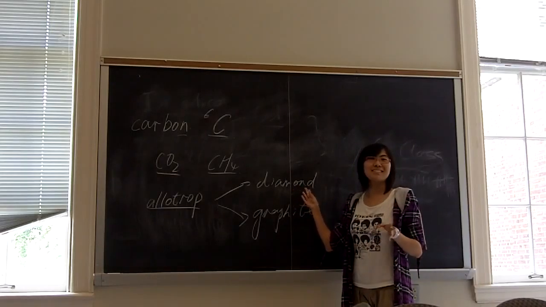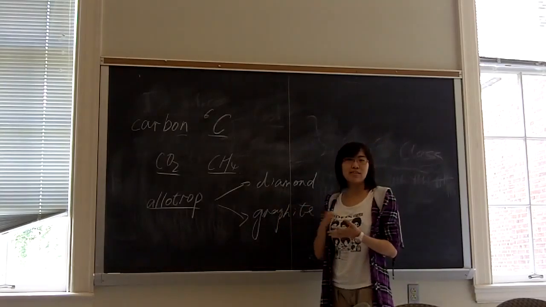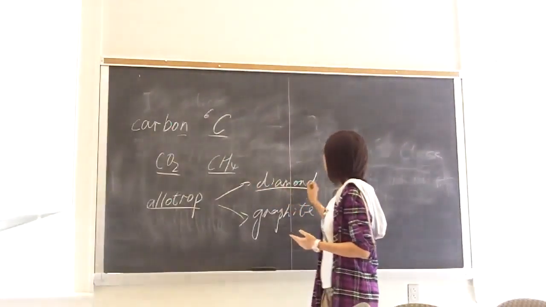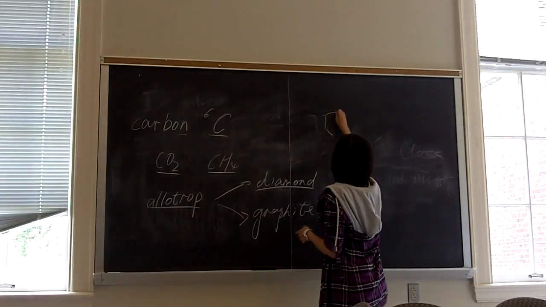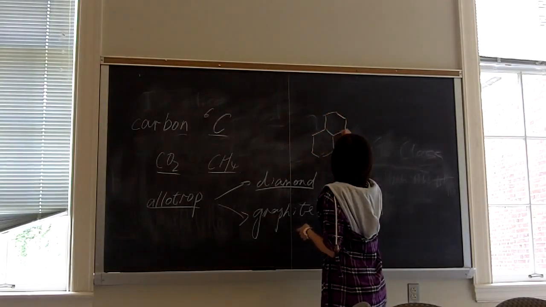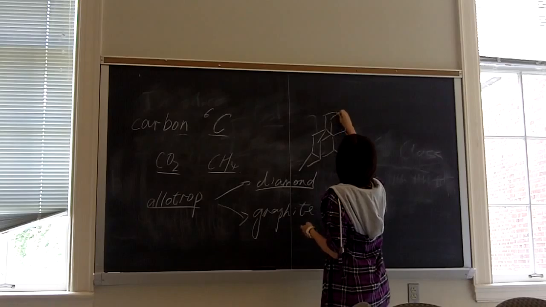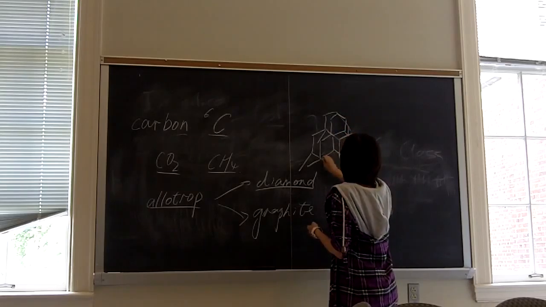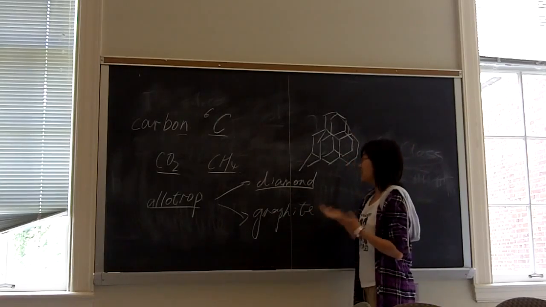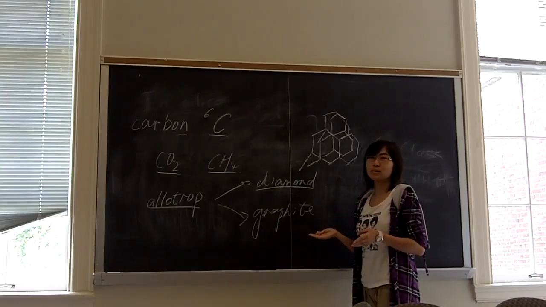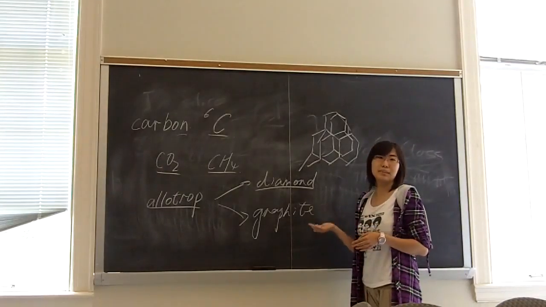Diamond is very popular. I think almost every girl loves it. And graphite is much more common. You can find it in a pencil. Now, the diamond has a three-dimensional structure, something like this. The diamond is almost the hardest material in the world, and it's very difficult to produce, so it's very expensive.